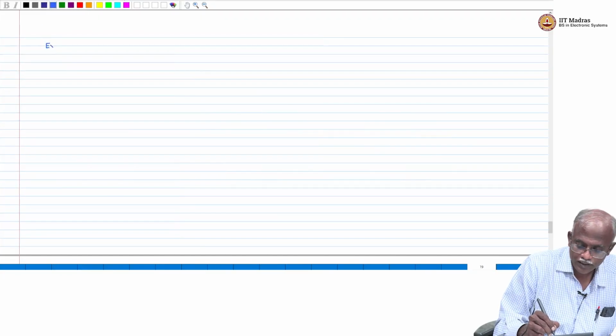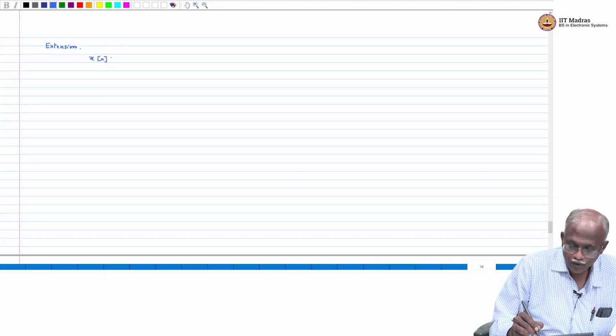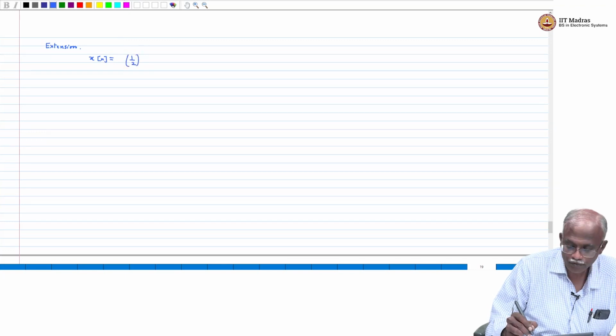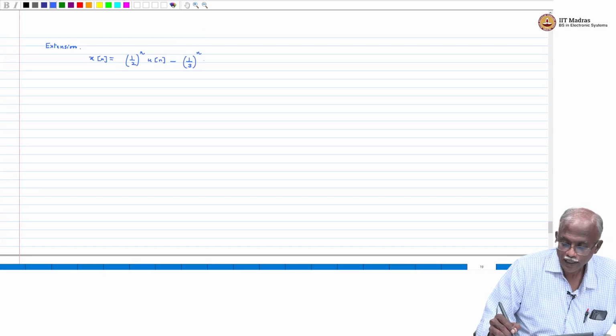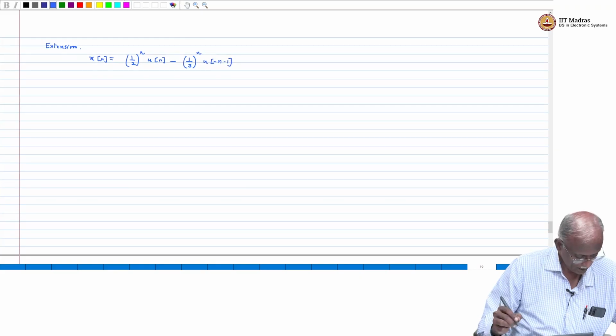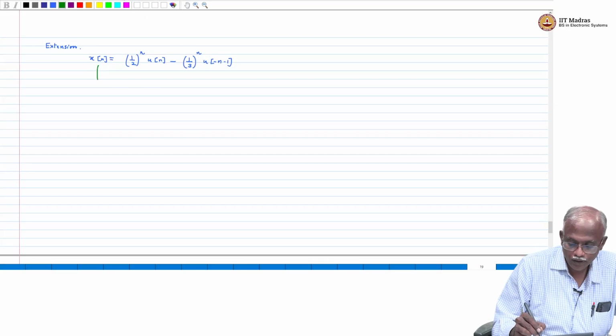A simple extension of this particular example I would like you to consider. Consider the sequence x of n, which has a right-sided exponential with ratio 1/2, 1/2 raised to the power n u of n, and a left-sided sequence with ratio 1/3 raised to the power n u of minus n minus 1. I would like you to find out the ROC of X of z.